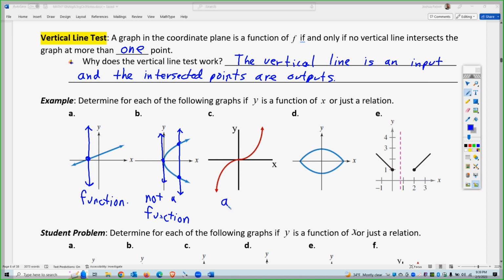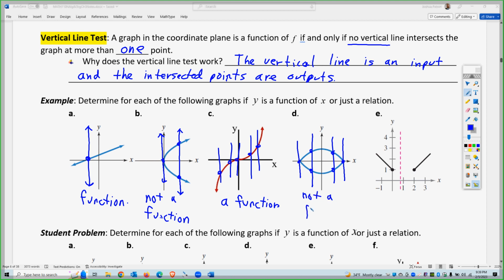This is a function, right? Because no matter what vertical line I draw, it only intersects once. Okay, here, it fails here because it intersects more than once. Fails here because it intersects more than once. It passes here and passes here, but that doesn't matter as long as it fails somewhere, because it has to be no vertical line. So this is not a function.